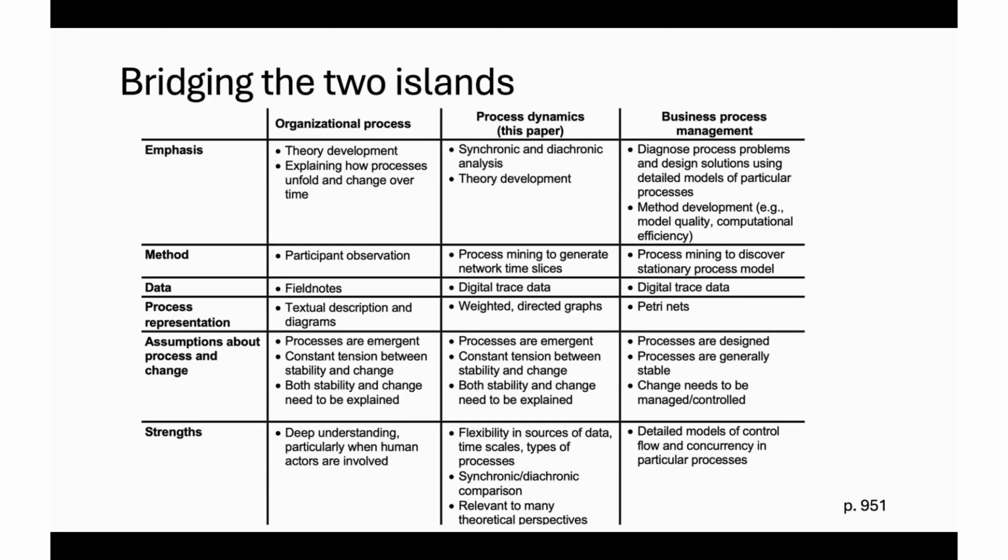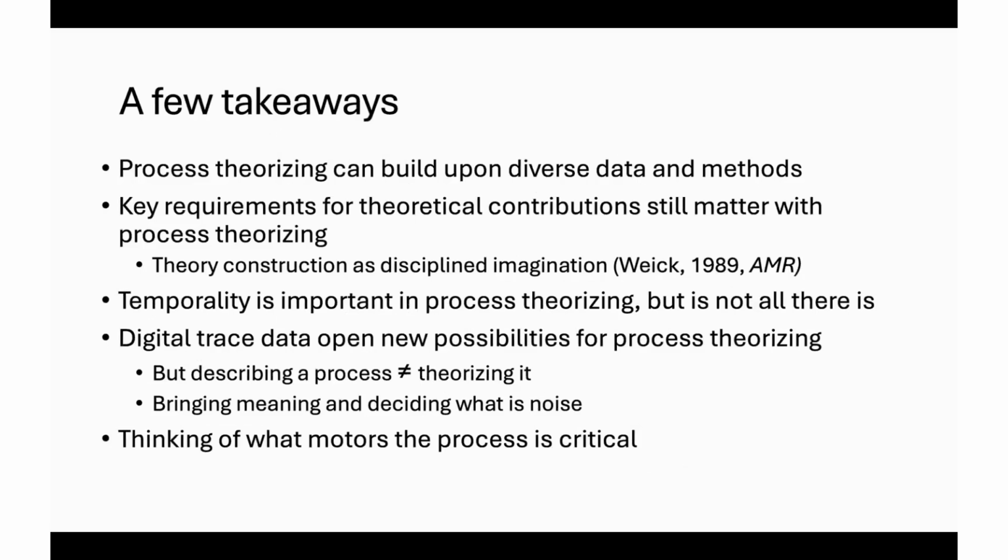So we are getting to my very last slide about a few key takeaways, if you will. Process theorizing can and does build upon multiple data and methods. So there's not just one single way of engaging in process theorizing. However, what makes a theoretical contribution still matters with process theorizing. So theory construction as a disciplined imagination is a very nice through line. I have it everywhere in my office. It is very important to keep thinking in terms of disciplined imagination. Rigor and creativity go together. They're very important. You cannot have one without the other.